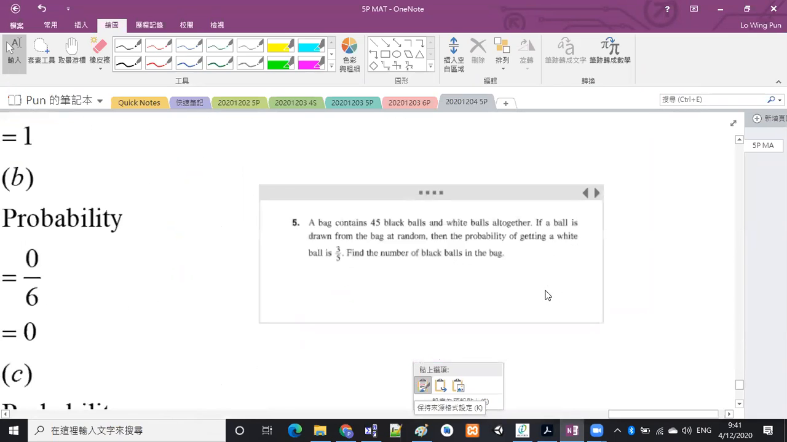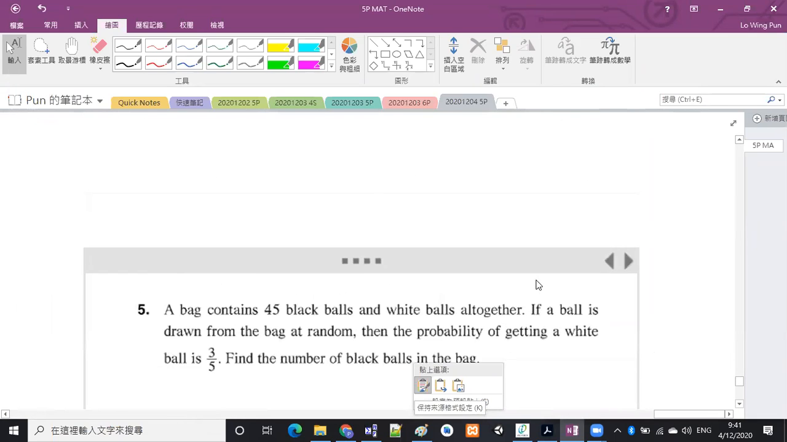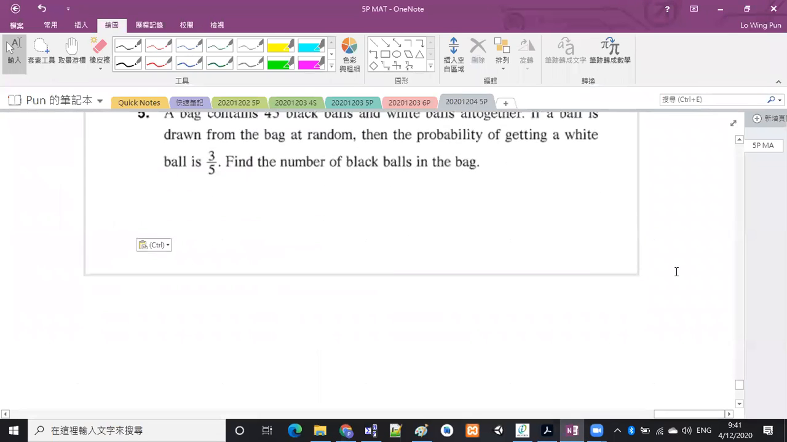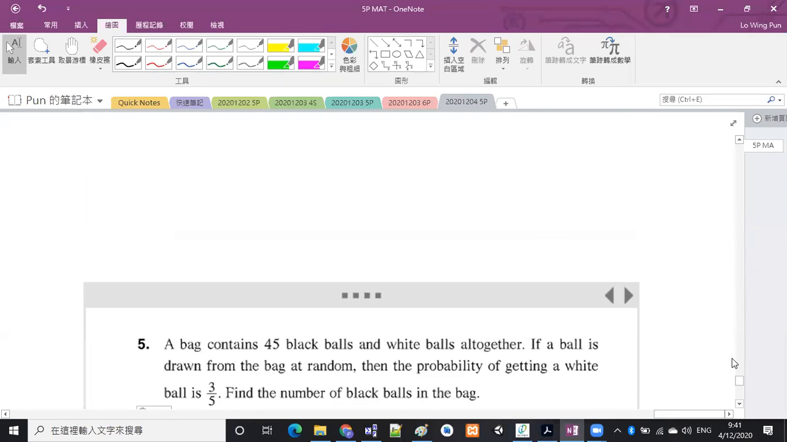So a bag contains 45 black balls and white balls altogether. If a ball is drawn from the bag at random, then the probability of getting a white ball is 3/5. Find the number of black balls in the bag.